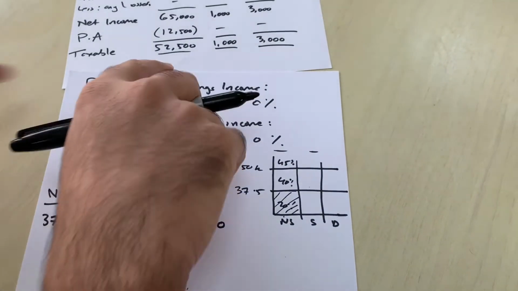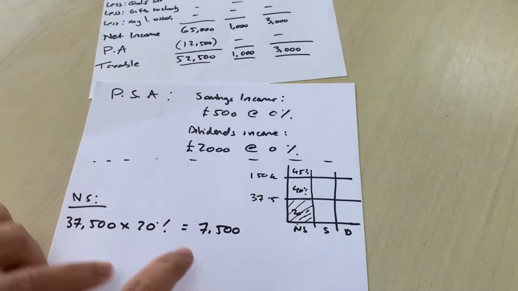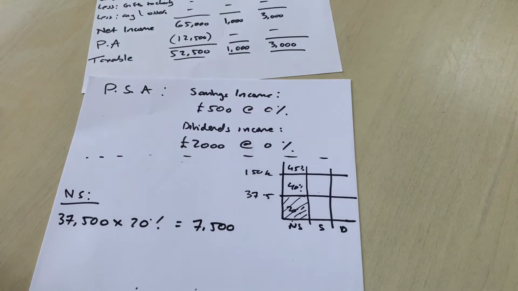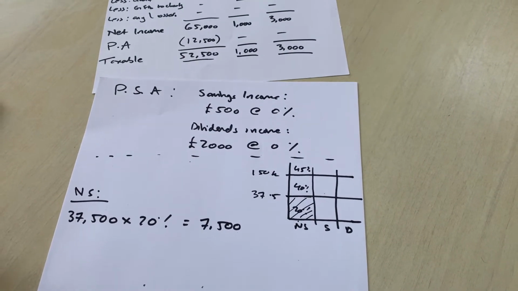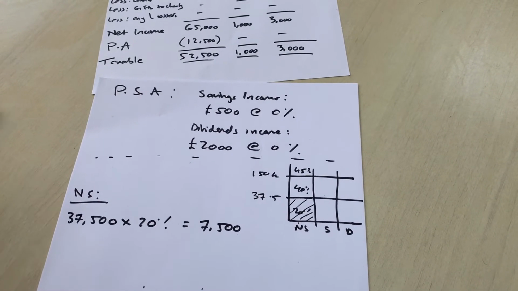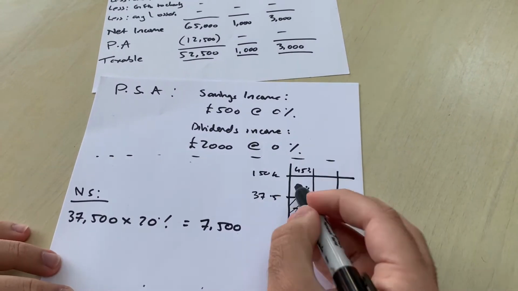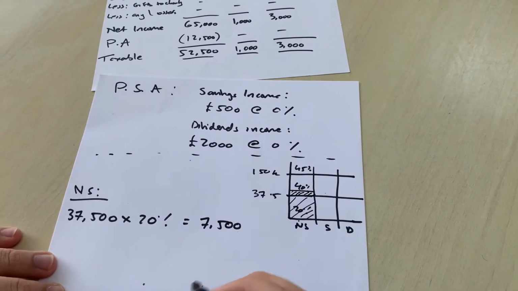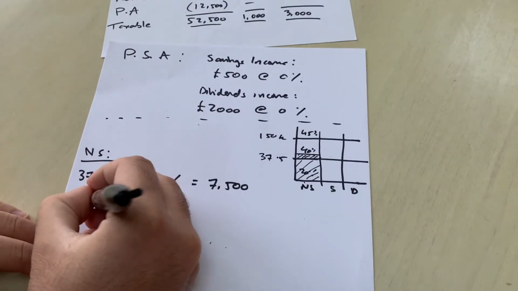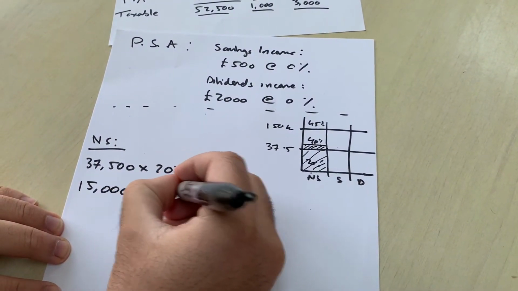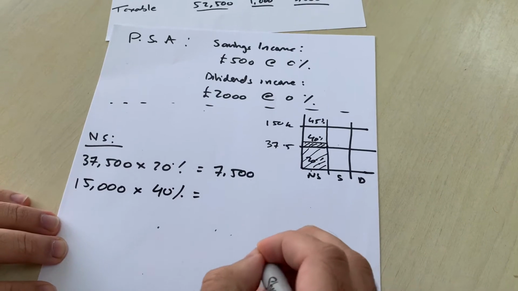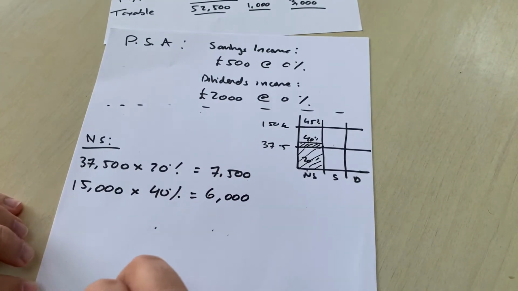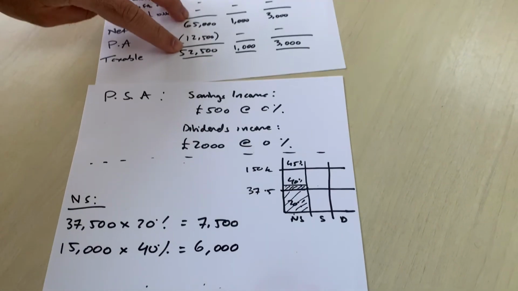So our taxable is 52,500. We've already accounted for 37,500. So now let's work out the remainder. So we do 52,500 minus 37,500, and that's £15,000. So £15,000 will be taxed at 40% here. So this is an extra 15,000. So we do 15,000 times 40%, and that should give us a figure of 6,000. So now we've accounted for the full 52,500.